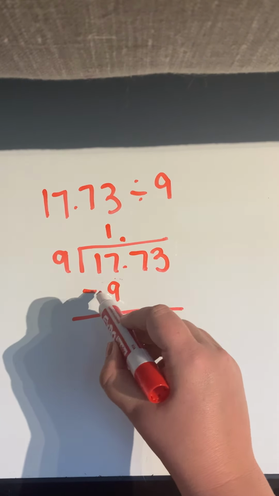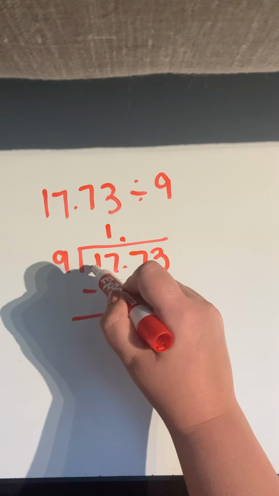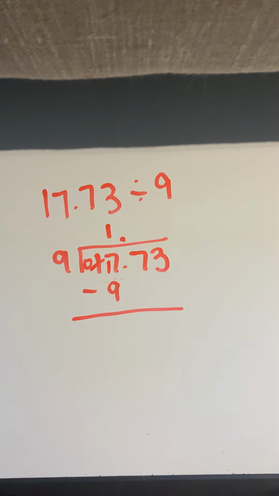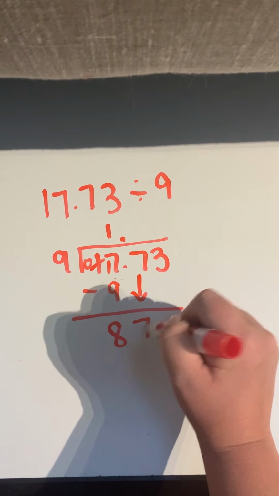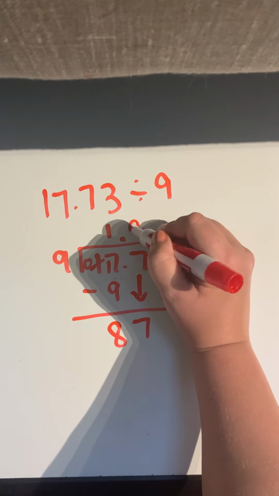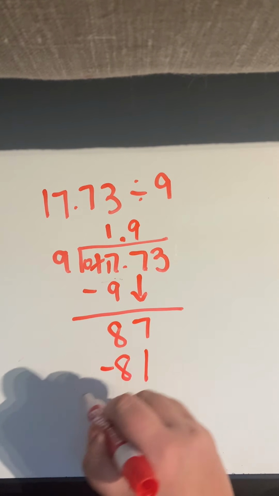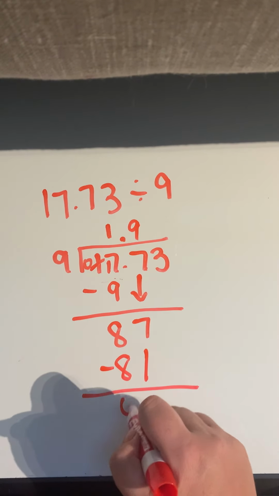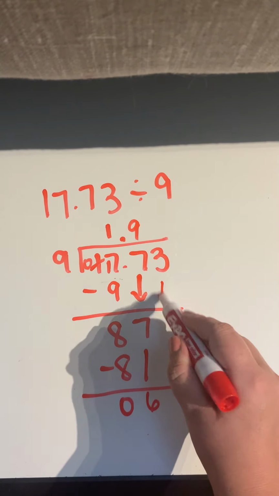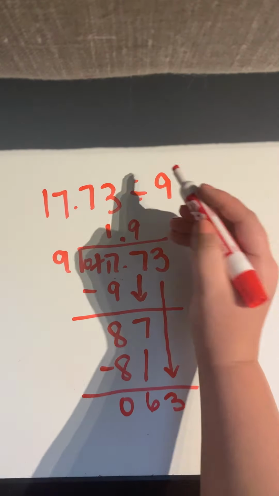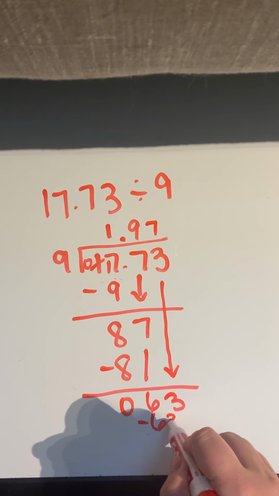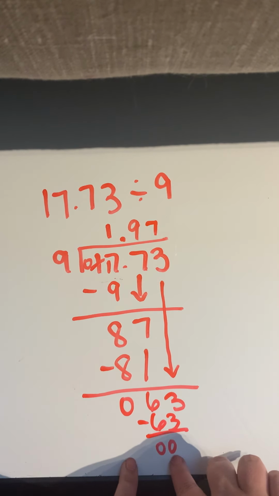All right, so now I'm gonna do 17 minus 9. I can't do 7 minus 9. Okay, 9, 10, 11, 12, 13, 14, 15, 16, 17. I'm gonna bring down my 7. Ooh, I know 9 times 9 is 81. So I'm gonna do minus 81 here. 0, 6, 3, and then I know that 9 times 7 is 63. Okay, and I'm all the way down to 0 here, so I'm good to go.